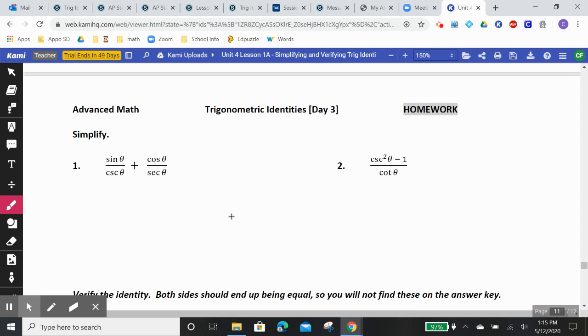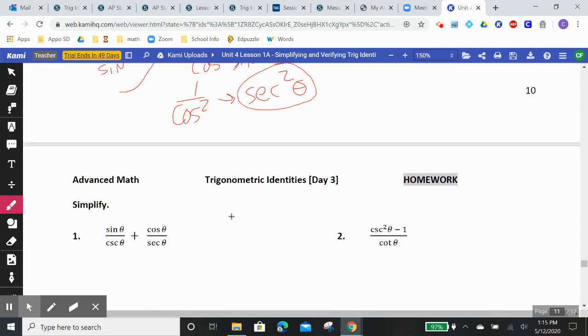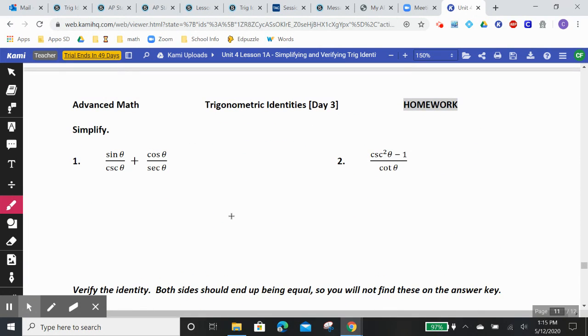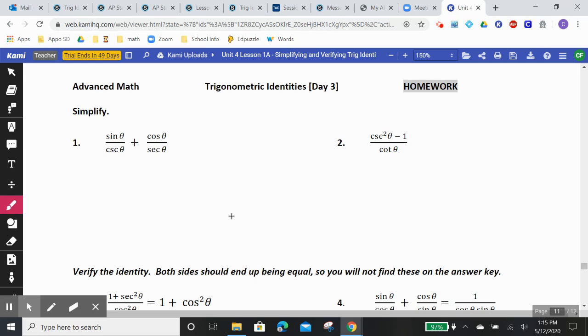This is our last page. As you can see, this is page 11. Actually, we'll work on problems 1 through 8 here. So let's go over these together. The first two are just simplifying. Again, if we notice here, we're just having addition problems, so we're going to need to get a common denominator.